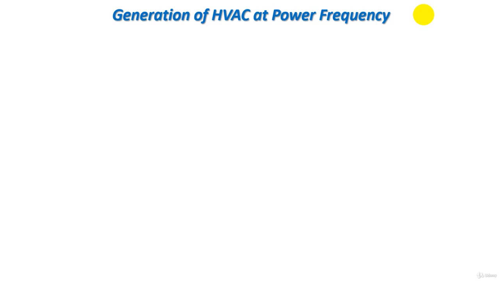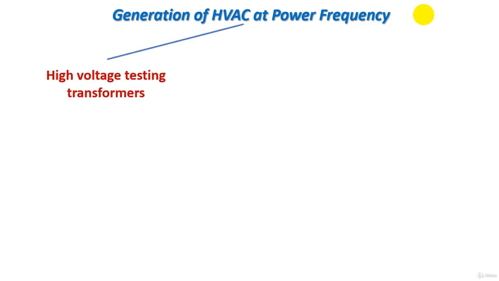Hello everyone. This lecture is about understanding how to generate the first type of high voltage, which is high voltage AC at power frequency. High voltage AC at power frequency can be generated by using two methods. The first method is using a high voltage testing transformer, and the second method is using resonant circuits.